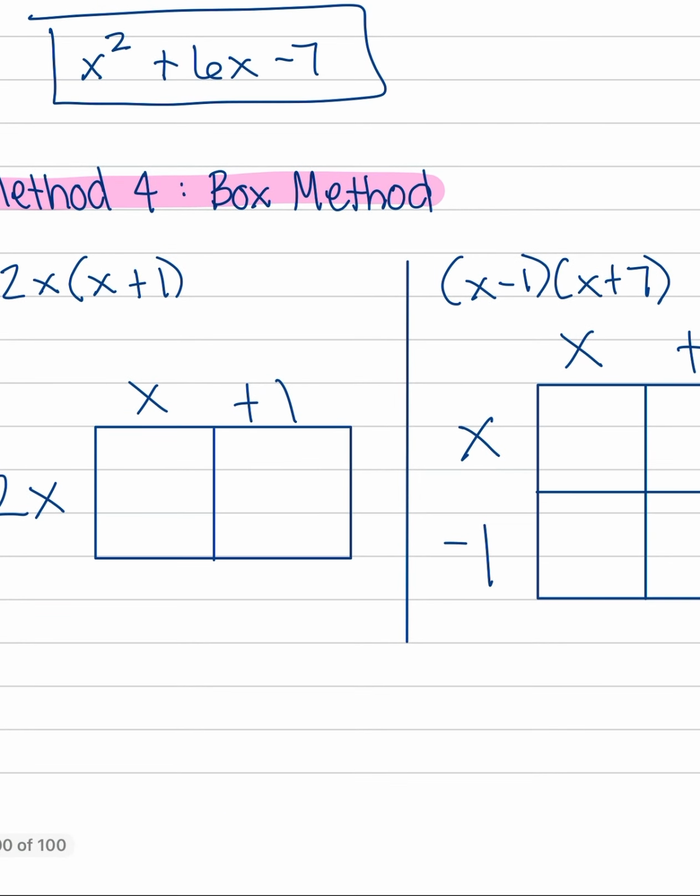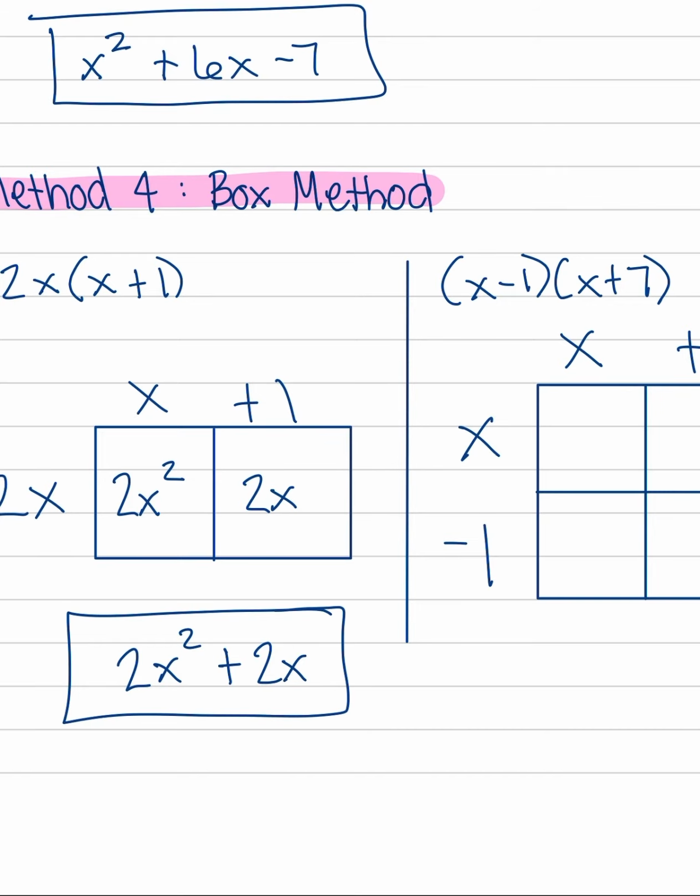This last method is the box method, and this one is my favorite just because it organizes the work a little bit easier. So all I've done here is create a box. My first term goes on the left-hand side, and my second factor goes on the top. So I have 2 times x, which gives me 2x squared, and then I have 2x times 1, which gives me 2x. I don't have any like terms, so that is my final answer. Since the 2x is positive, I'm going to put a plus.